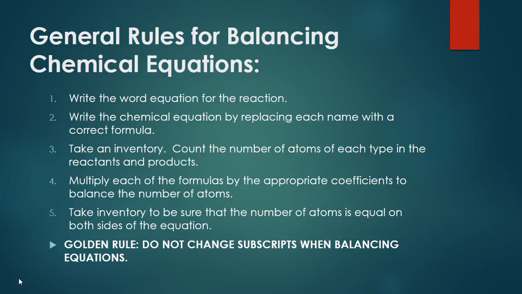Once we've multiplied by different coefficients, we're going to take inventory again just to make sure that the number of atoms is equal on both sides of the equation for every element that is in the equation. One thing to remember is that we can never change a subscript when we're balancing a chemical equation. You can only change coefficients. So never, never, never, ever change a subscript, because if you do that, you're actually changing the chemical formula. We cannot do that. We can only change the number of molecules that we have.